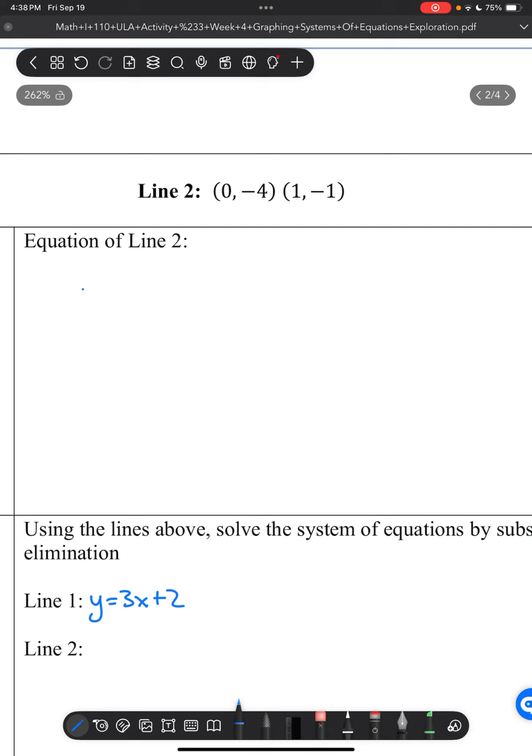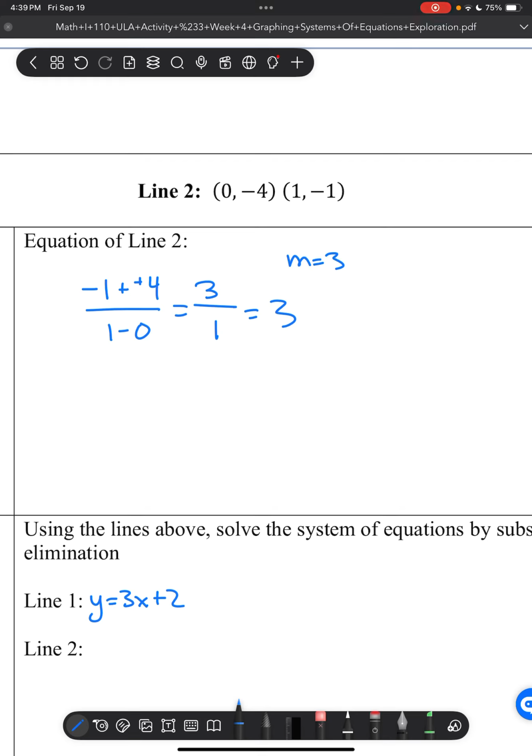All right, moving on to the next one. So find our slope. I'm going to do negative 1 minus negative 4 over 1 minus 0. Okay, so keeping our signs correct, we get negative 1 plus 4, so that is a positive 3, over 1 minus 0, just a 1, equals 3. So we have a slope equaling 3. Now again, they give us an intercept right here, so we know our b equals negative 4. We have all we need to make an equation: y equals 3x minus 4.